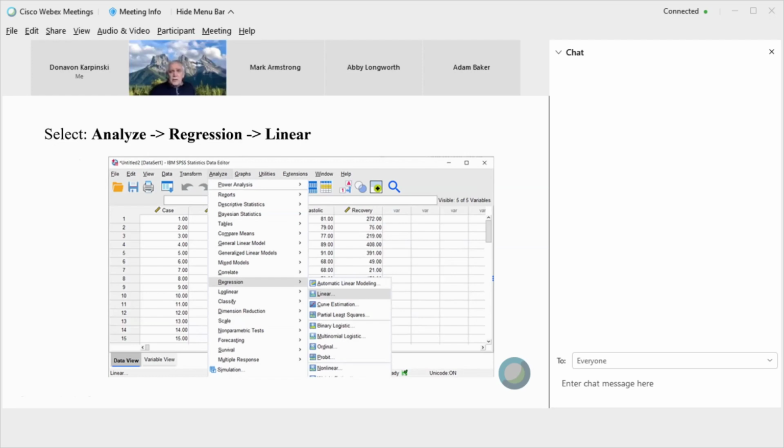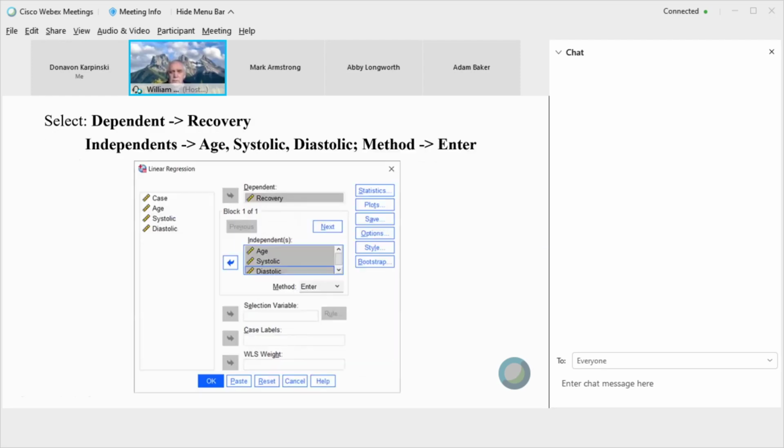To perform this, you go under Analyze, Regression, and then Linear. Hit that button, and up will come this dialog box. There you have to tell the program what is the dependent variable and what are the independent variables. So we want to predict recovery time from age, systolic, and diastolic blood pressure. The method we'll use is enter. This enters all 3 variables. There are other methods which do testing and eliminate variables that are not important. This one will enter all 3. Press OK, and up comes this output.